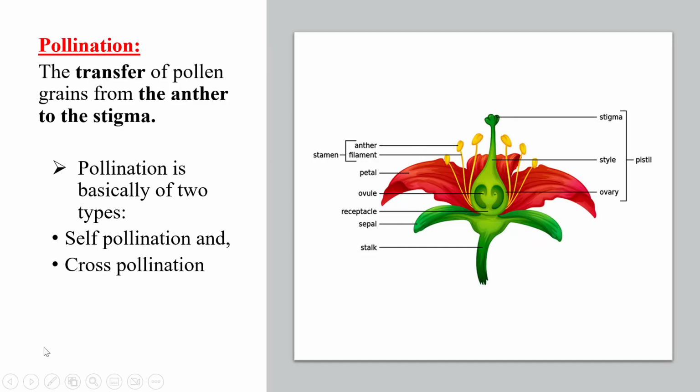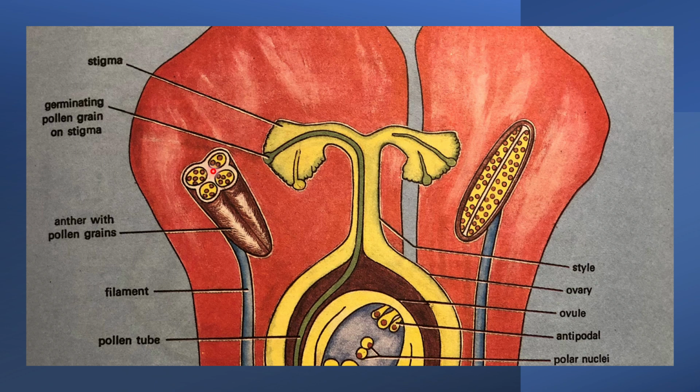Here we will see the anther, and this is the filament, and these are the parts of a stamen, and this is the stigma of a flower. The pollen grains which are here in the anther will transfer to the stigma. So this process is known as pollination.